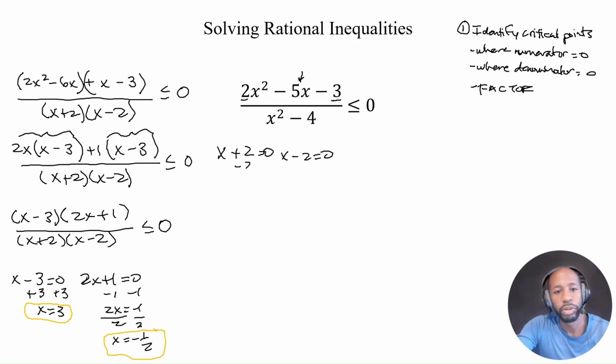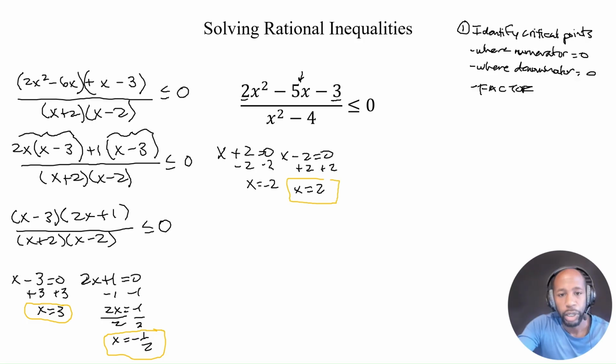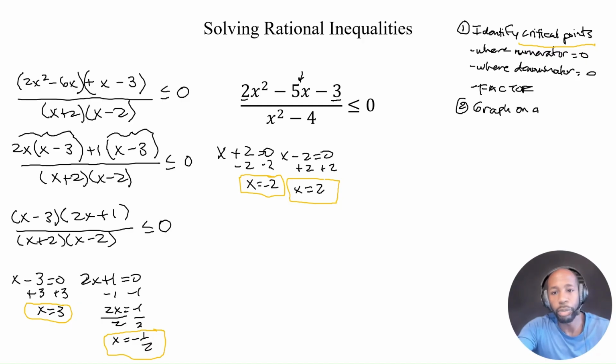Okay, so x equals negative 2, and then x equals positive 2. And again, I'm going to put some boxes around here. These are our critical points. All right, so the next step is to graph the critical points on a number line.